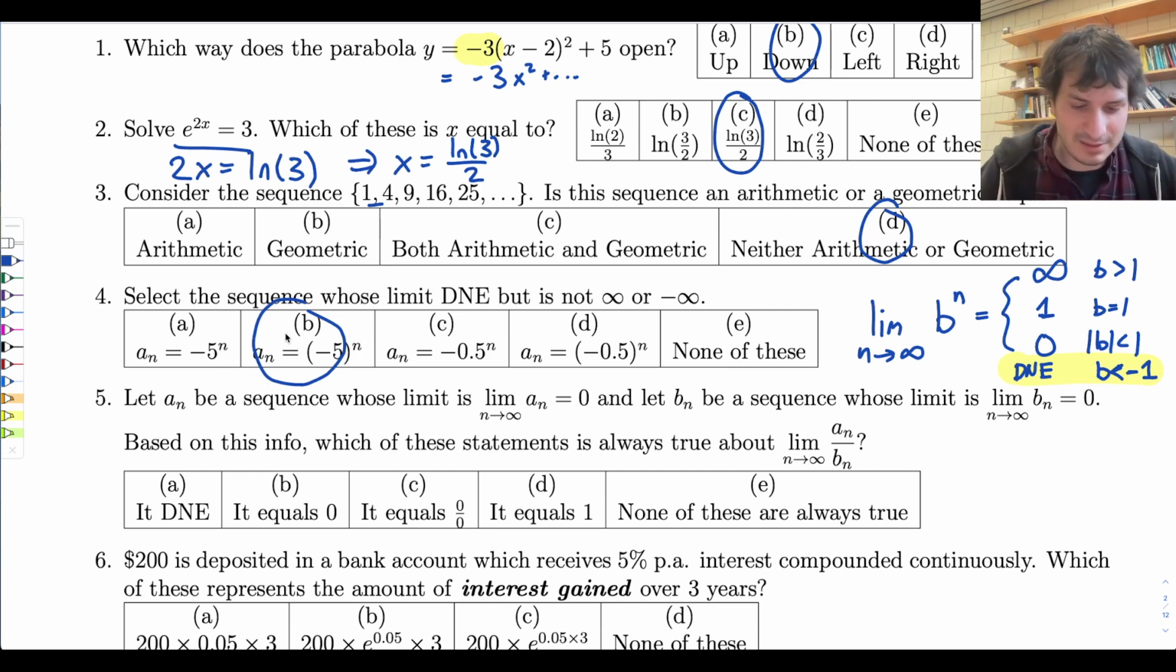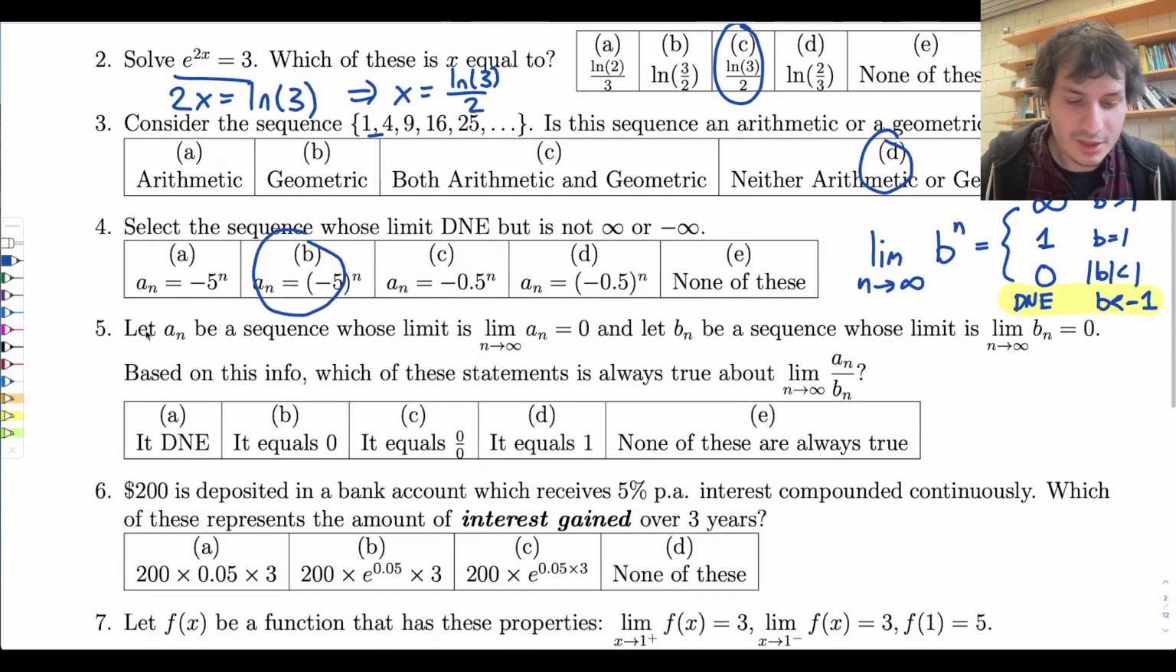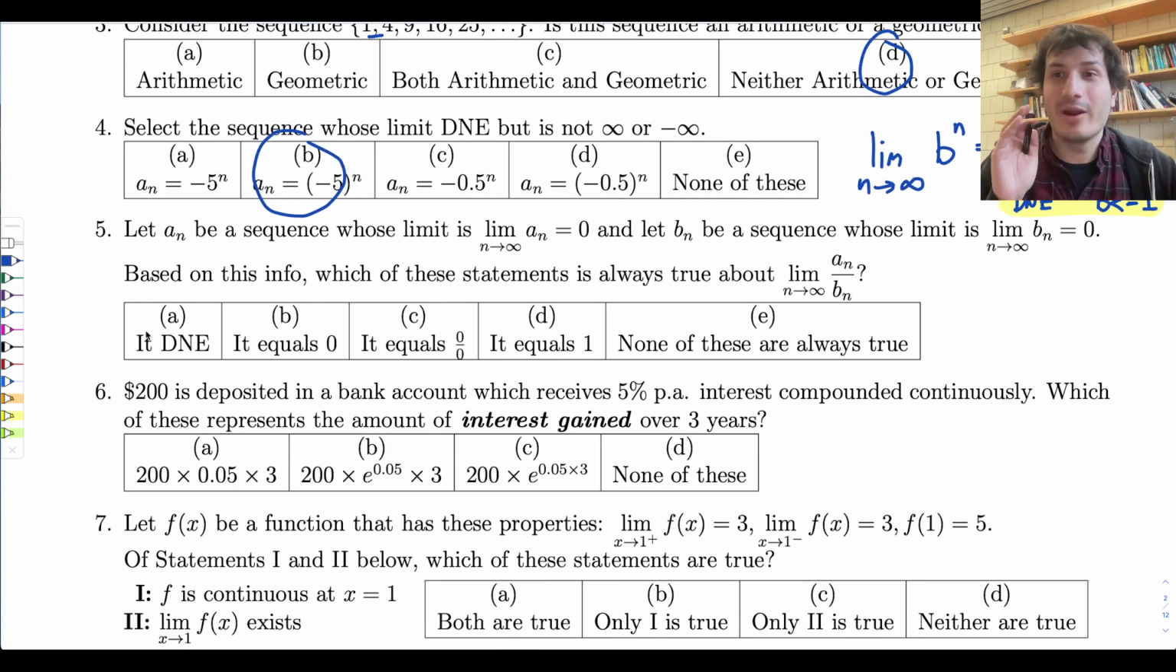Option B, -5 to the n. That's correct. Okay. Question 5 was another one where I tried really hard in class to go over it a bunch of times, this idea of type 0 over 0, but again, people did not do very well on the exam. I think this was the lowest one of all the multiple choice, just a little lower than question 4.